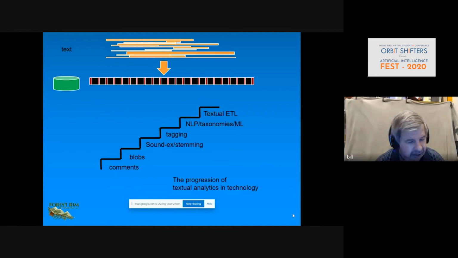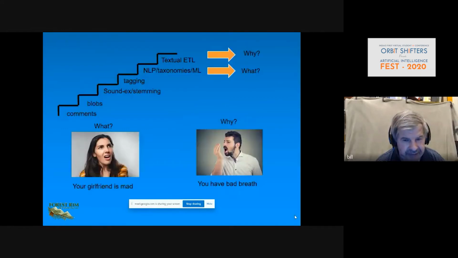After tagging, we had something called NLP, natural language processing, along with taxonomies and machine learning. And that's where a lot of people are today. NLP is definitely a step in the right direction, but it doesn't go far enough. There are some major drawbacks to NLP and machine learning. And then today, at the end of the evolution, is something called textual ETL. I'm going to talk with you today about textual ETL so you can get a feel for it. So this is the progression that has been made in our industry from the very early days to today in terms of dealing with text.